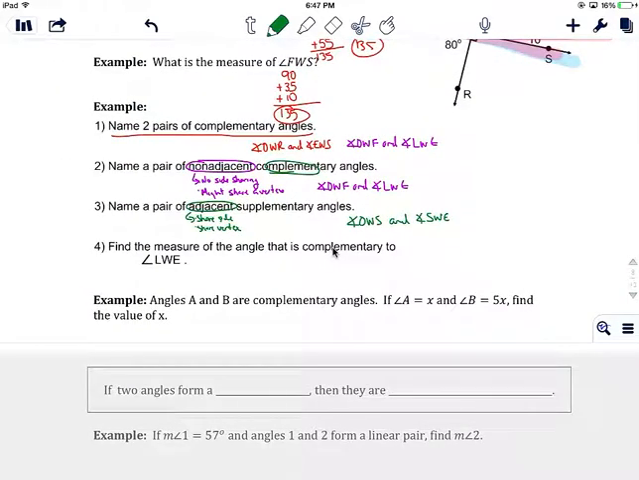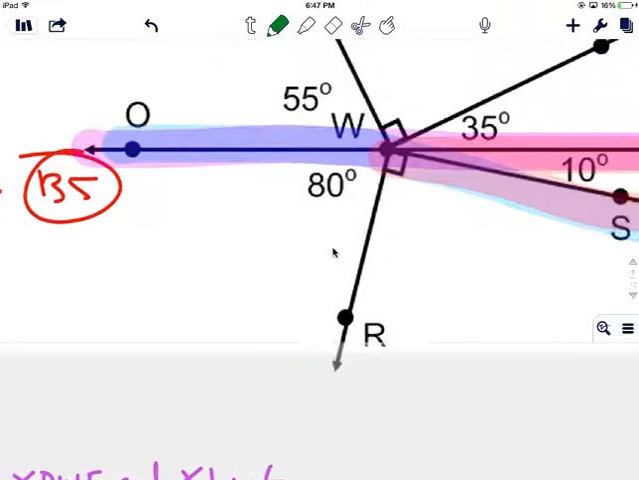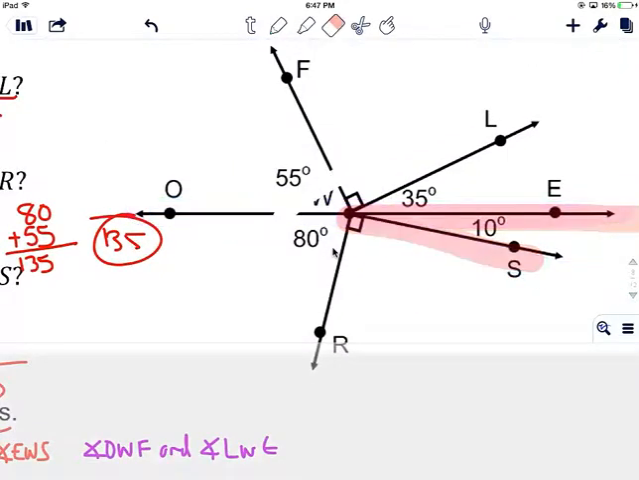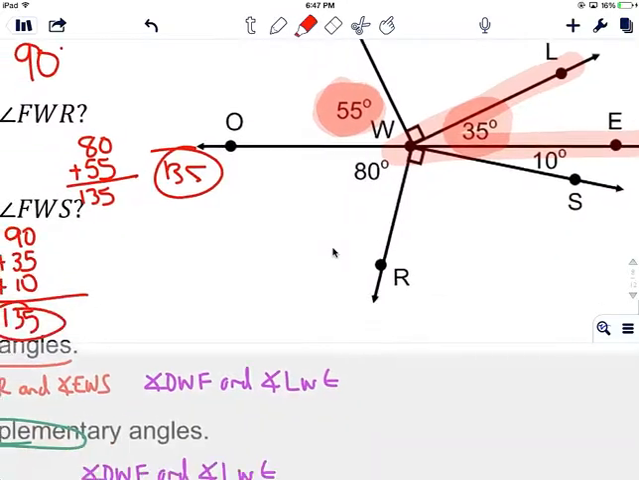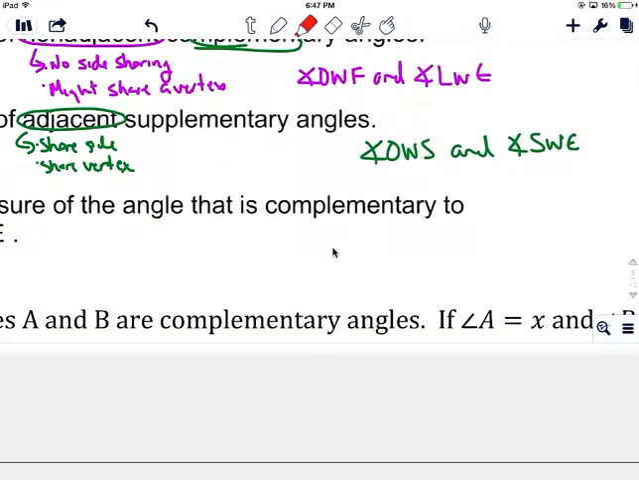The next question says, find the measure of the angle that is complementary to LWE. All right, go back to this picture, highlight angle LWE. Turns out that that is 35 degrees. Well, we figured that out earlier. What angles complement to it? A 55-degree angle. So angle OWF would be its complement.